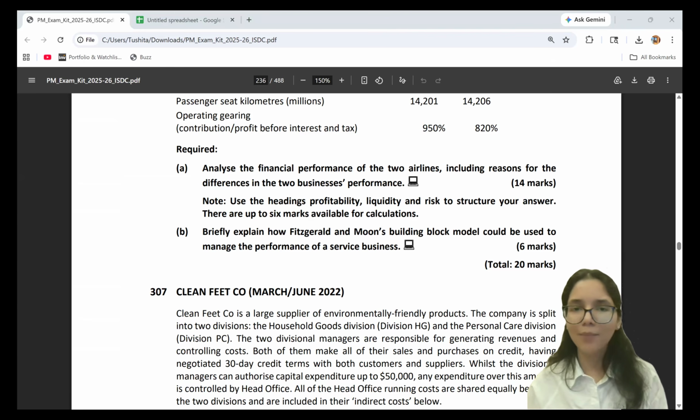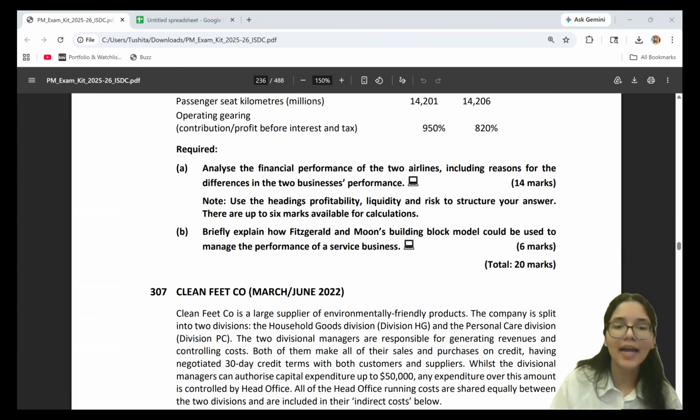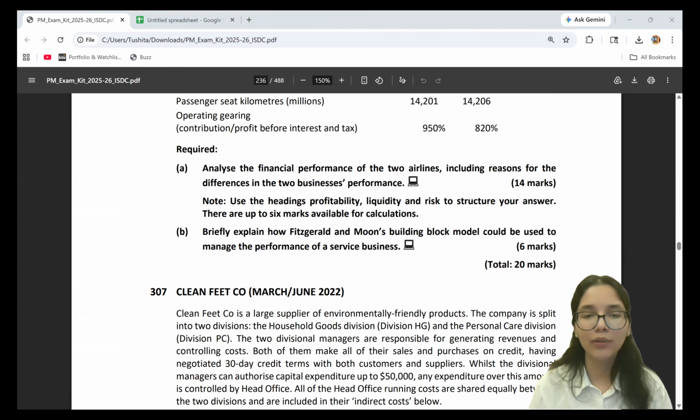Whenever you're comparing two things, one thing might be better than the other. So you have to also give proper reasoning why the other thing is better than the first thing. This is what we are supposed to do for 14 marks. And also a note has been given by the examiner that I have to use the headings of profitability, liquidity, and risk to structure my answer. And you can also see a very cute thing written over here. 6 marks are available for the calculations.